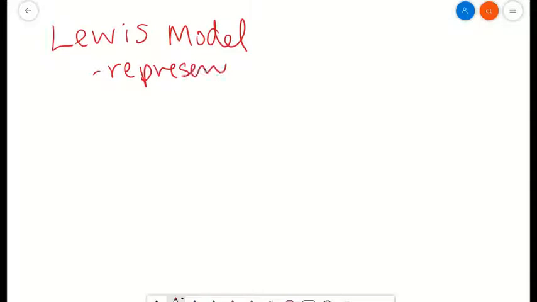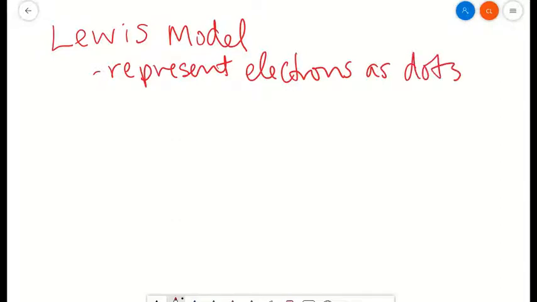All right, so to learn how to predict things, we are going to use what's called a Lewis model. So we're going to represent electrons as dots and draw Lewis structures. We discussed valence electrons already in the last chapter, being involved in bonding, so we're going to need to keep in mind those electron configurations. So let's review the electron configuration for carbon.